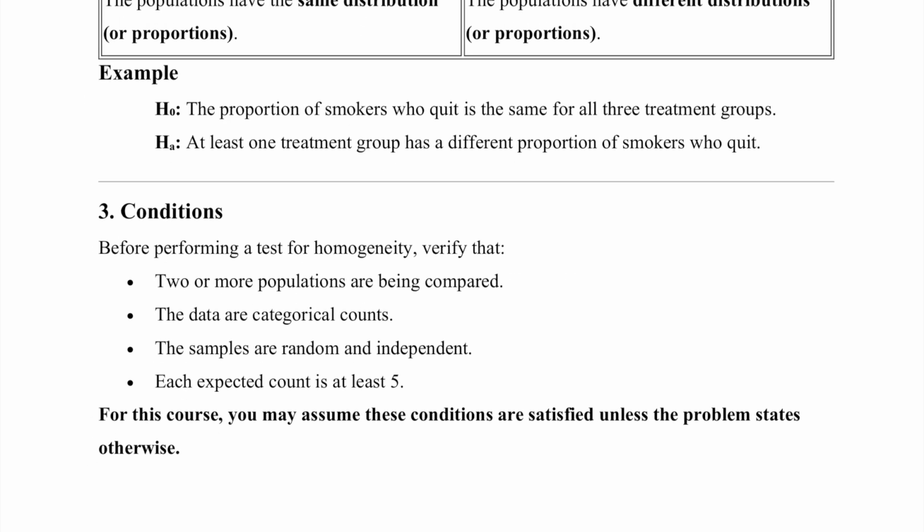Before performing the test, we should verify 4 conditions. First, we are comparing 2 or more populations. Second, the data are categorical. Third, the samples are random and independent. And finally, each expected count is at least 5. For this course, unless the problem says otherwise, you may assume these conditions are satisfied.